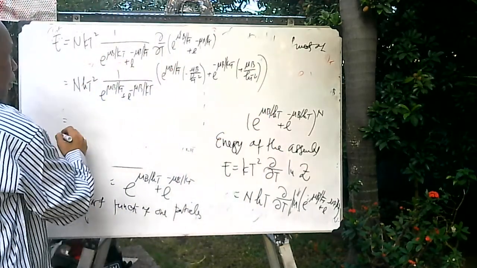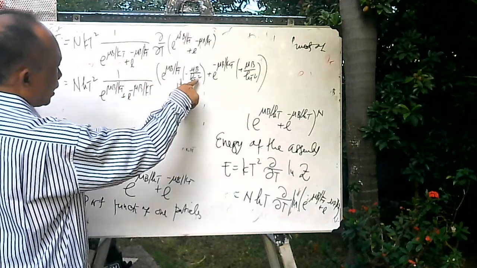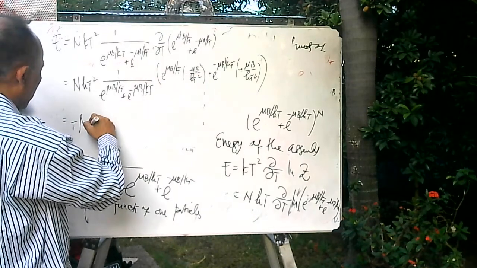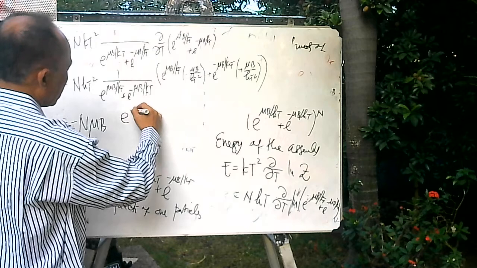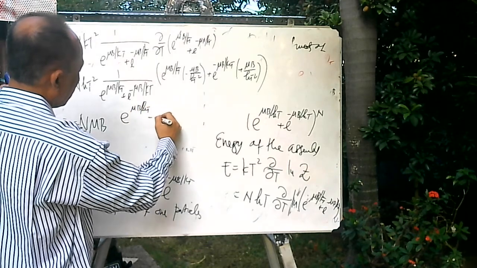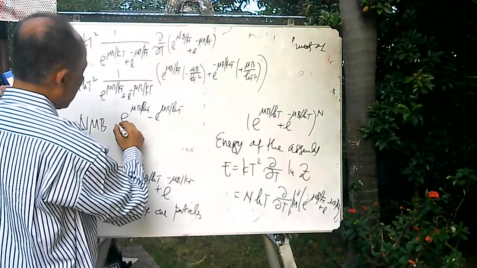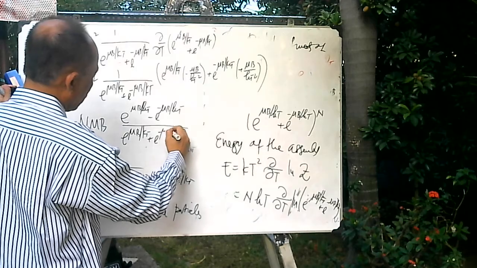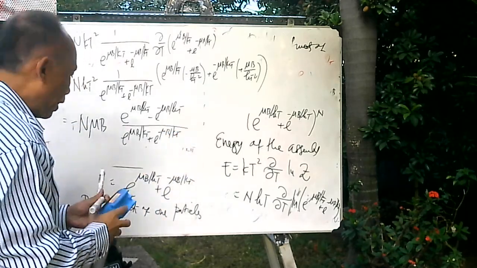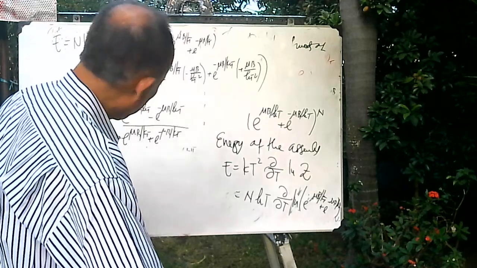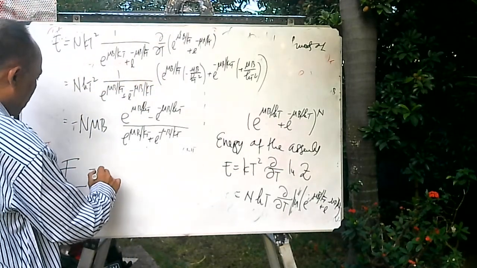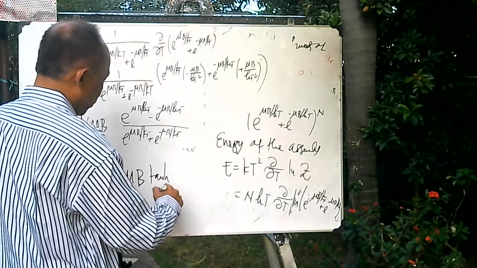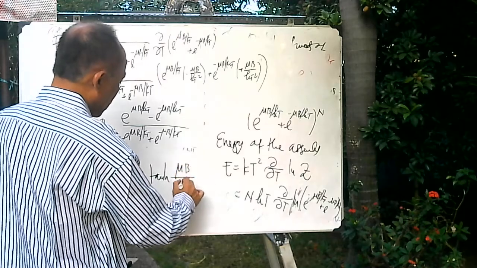plus exponent minus mu b divided by kT, and this is plus mu b divided by kT squared. If we solve this, kT squared will disappear, and we finally obtain that the energy of the assembly becomes minus n mu b hyperbolic tangent of mu b divided by kT.